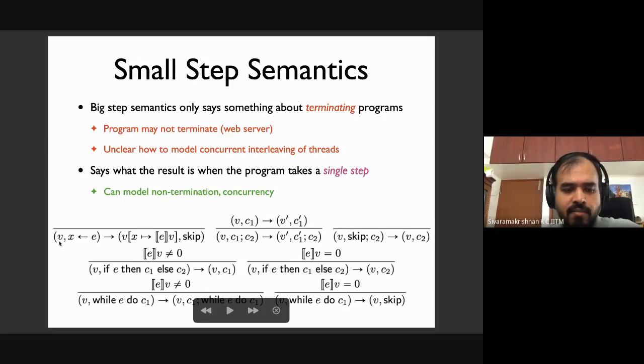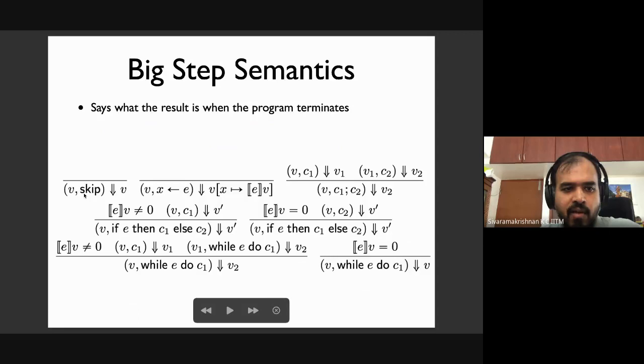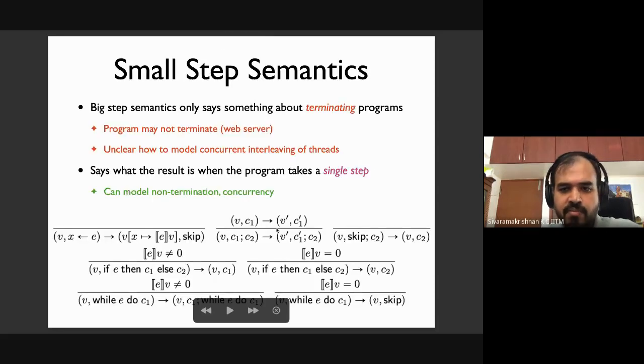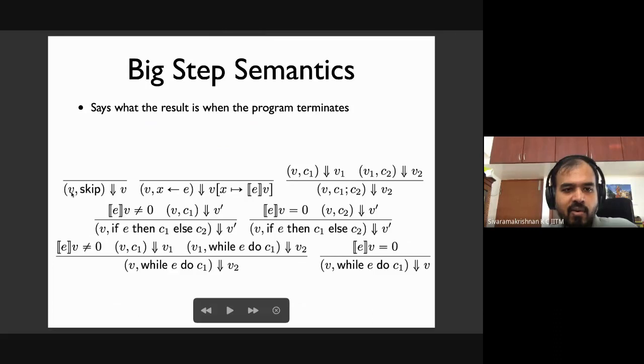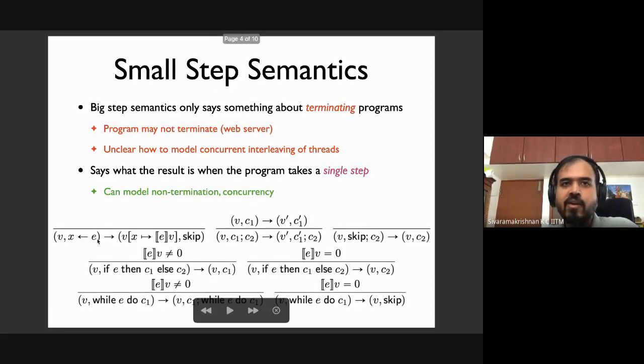Observe that we had a program which is skip. When you executed skip, you just returned the valuation, but we don't have an equivalent rule here, because when the program is at v skip, there is no step that you can take. That is all. The program has ended. So that is why we don't have a rule that is equivalent to v skip goes to v here, because we cannot take a step from v skip.